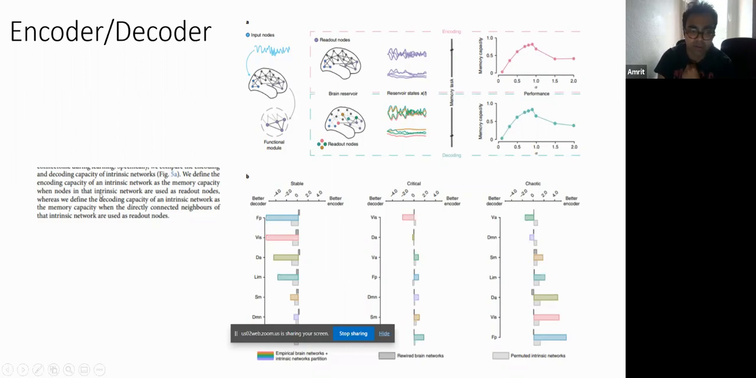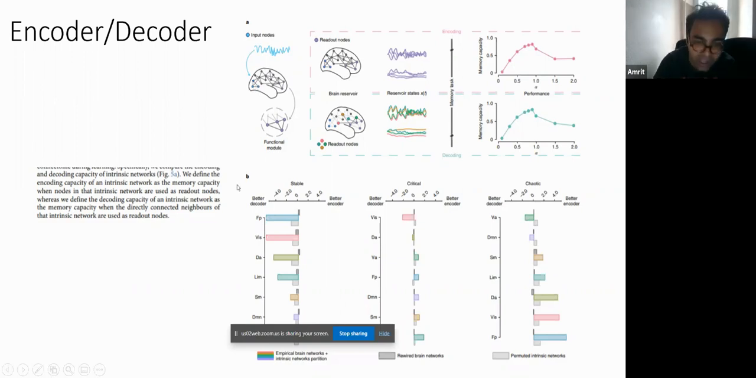Basically when she calls it an encoding capacity, she puts the signal into that node, and then she tries to read out exactly from the same node she put it in. So that's how she defines encoding, and she defines decoding as she puts the input into it, and then she reads out from a connected neighbor.